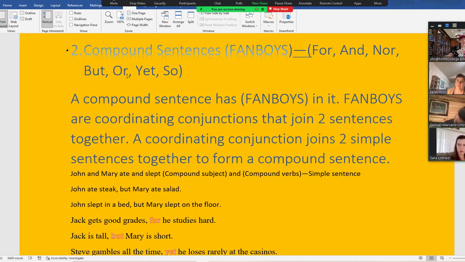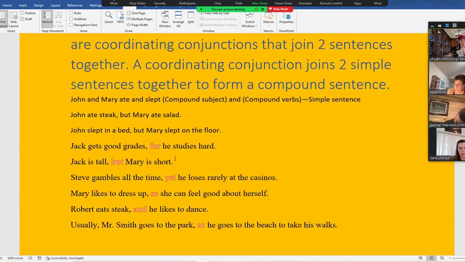Independent and dependent. And so now we're going to move on to compound sentences. A compound sentence has FANBOYS: for, and, nor, but, or, yet, so. FANBOYS are coordinating conjunctions that join two sentences together. A coordinating conjunction joins two simple sentences together to form a compound sentence. So here, all of these are compound sentences.